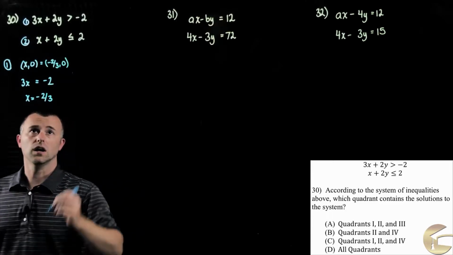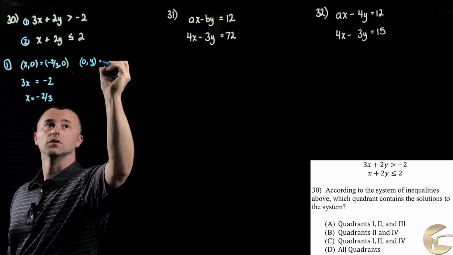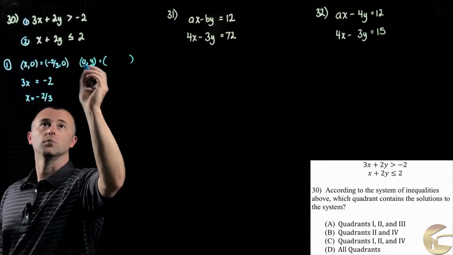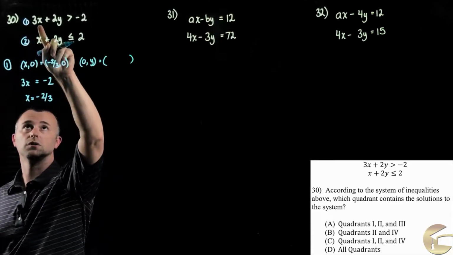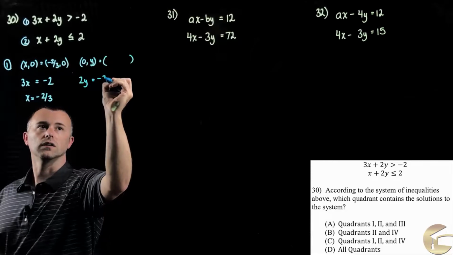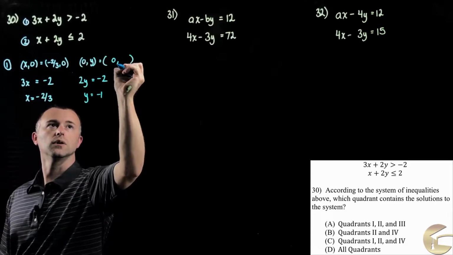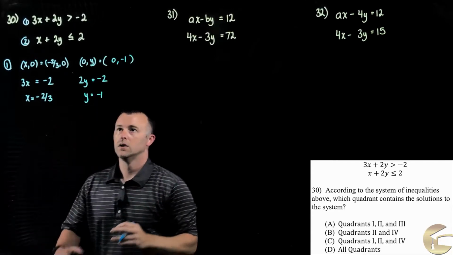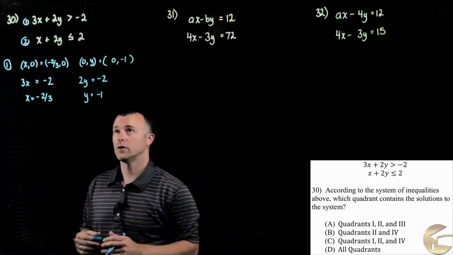Next up, we're going to get the y-intercept, (0, y), and see what that gives us. We plug in 0 for x into this first equation. 3 times 0 is gone, so I'm left with 2y equals -2, so y is equal to -1. So I have (0, -1). That's you plotting points. That's all you're doing. We're going to do that again for equation number 2.